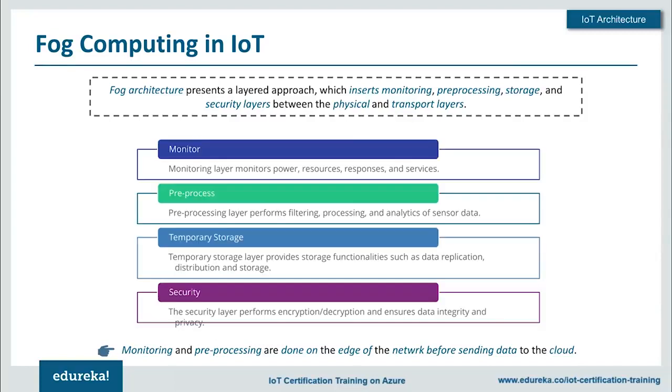Now, talking about each one of these new layers, when I come to the monitoring layer, what it actually does is it monitors the power consumption. It monitors each of these resources as well as their response and the services that are running on these resources. Now, this in turn gives me a complete idea of which are the services or which are the sensors which are working, where are the challenges, what is the power consumption, and how it works with respect to that.